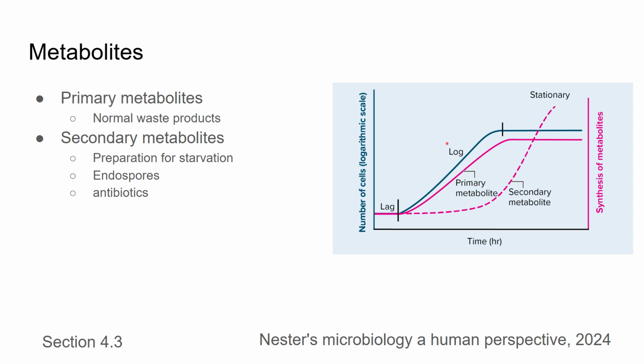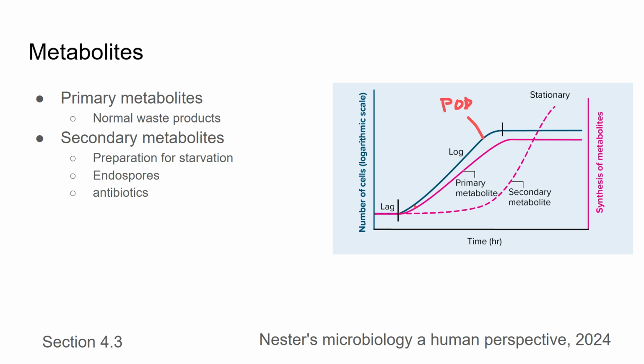Okay, so I was talking about metabolites a little bit earlier, or the waste products. So let's look at what metabolites we have. First, we have our primary metabolites. Now let's first orient ourselves with this graph. This blue line is going to be your population, so blue is your bacterial population. And then the solid pink line is your primary metabolites, and the dashed pink line is your secondary. Your primary metabolites are normal waste products like ammonia, carbon dioxide, etc.